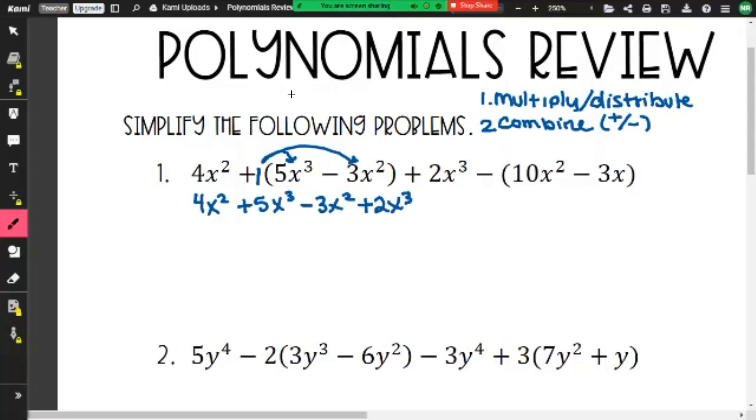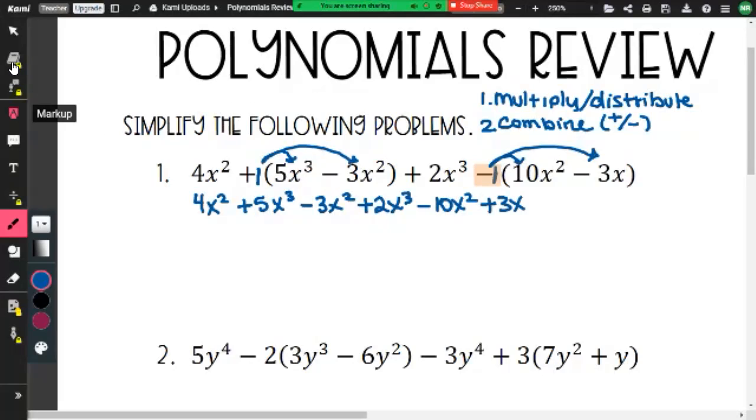And now we have this 10x squared minus 3x in parentheses, so I'm going to distribute a 1 to get rid of it. But if you'll be careful and notice, this is a negative 1. It's not a positive 1. So we have to be careful when distributing. So negative 1 times 10x squared is negative 10x squared. Negative 1 times negative 3x is positive 3x. And from there, we start to combine.